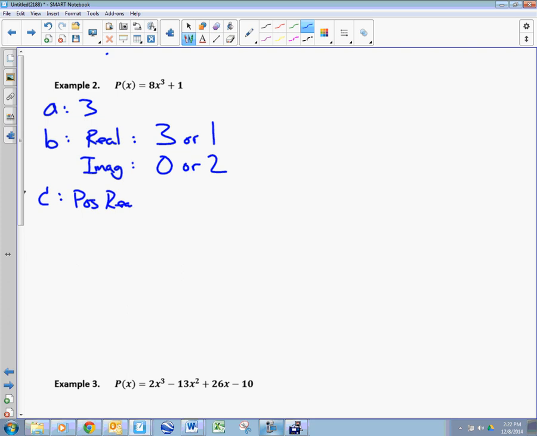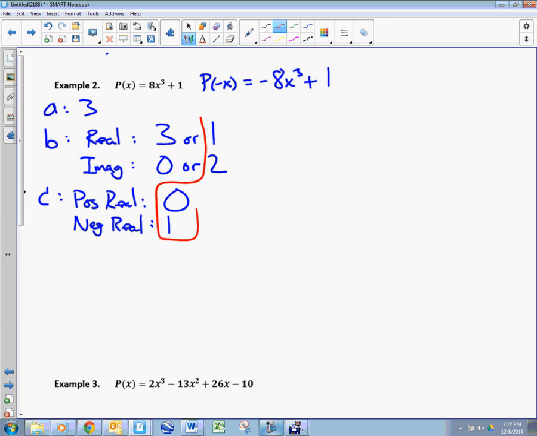Okay, so now C, we look at positive real and negative real. I look at the sign changes. How many sign changes? 0. P of negative x. Very good, Miss Mercedes. Negative 8, x to the third plus 1 is what P of negative x is, and there is exactly 1 sign change. So, what situation do we have going on here? 1 real, 2 imaginary. You can see how that works out perfect. 1 real right there, and it happens to be negative. The other 2 would have to be imaginary.